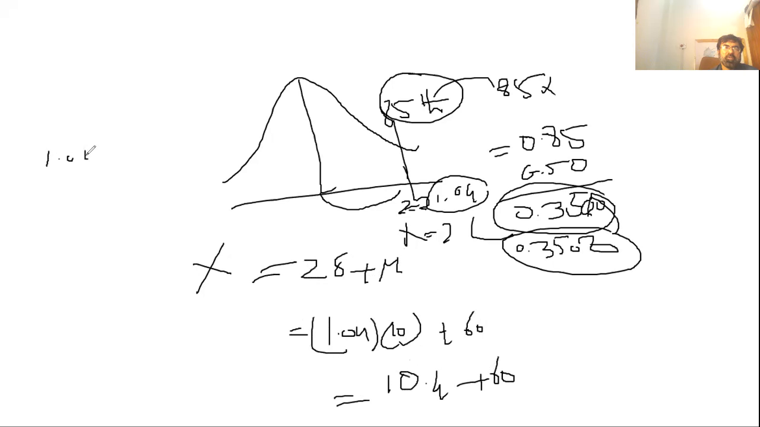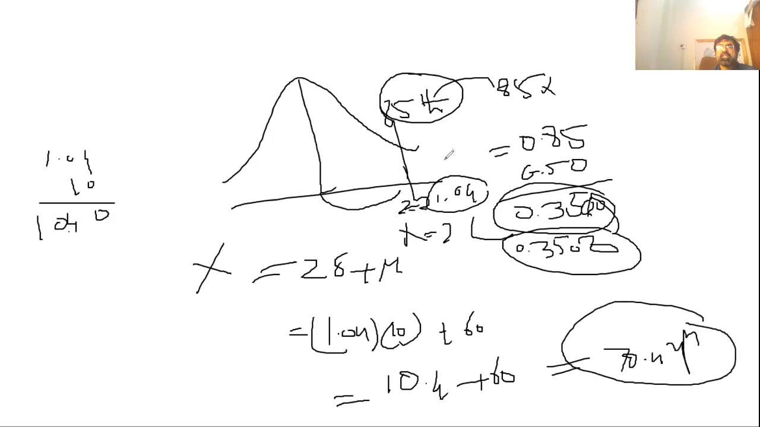1.04 multiplied by 10, so 10.4. So 10.4 plus 60 is equal to 70.4 years. So a person whose position is the 85th percentile, his individual score or age will be 70.4 years. Here the variable is age, so the individual score will be 70.4 years.